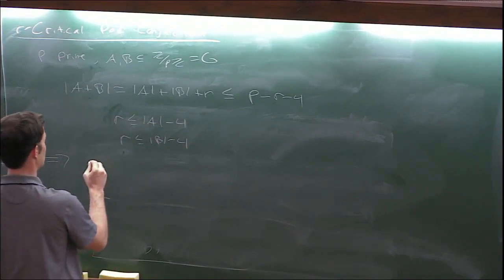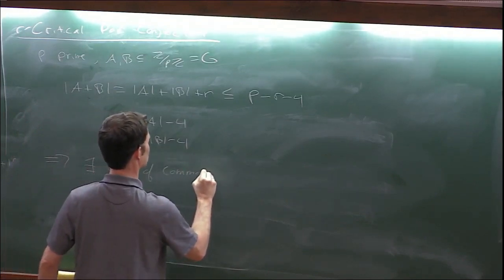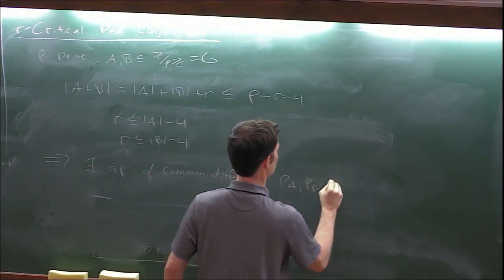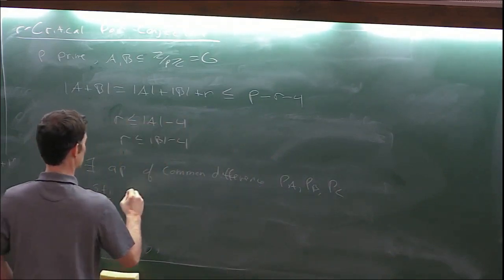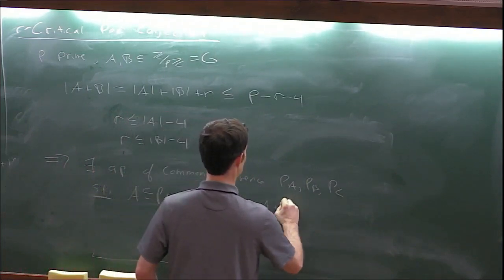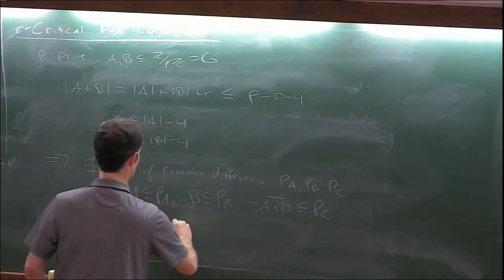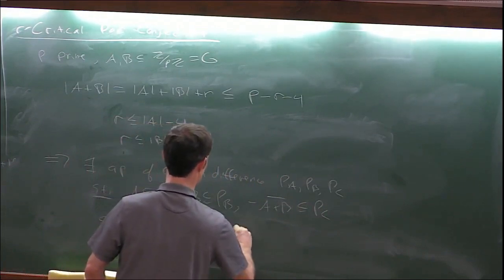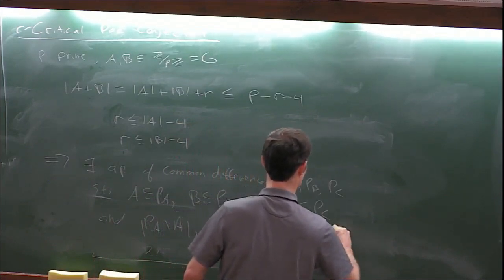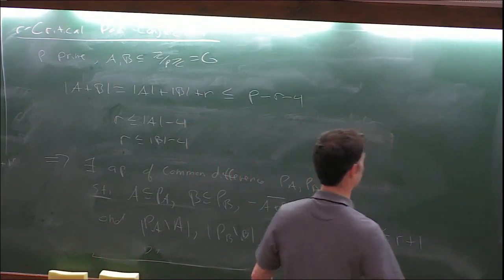Then that means there are progressions PA, PB and PC, such that A is contained inside PA, B is contained inside PB, A plus B complement is contained inside PC, and the differences, the number of gaps in all these cases, is at most r plus 1.